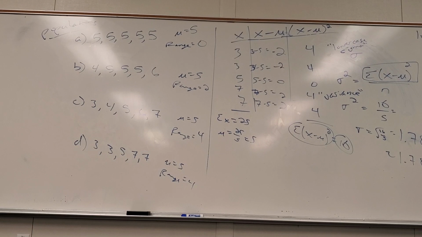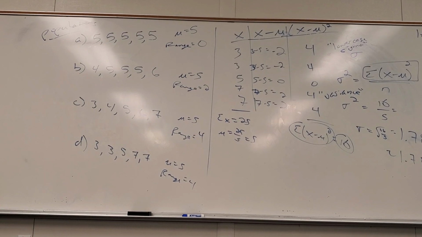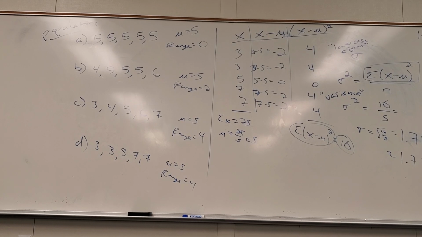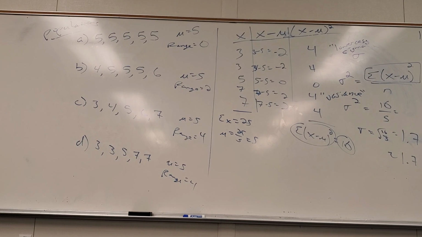It's the only thing. I'm trying to explain why the bottom becomes n minus 1. So if their spread is smaller than it should be because they are closer to their own average, how can I make that bigger? By dividing by less. So instead of dividing by n, we divide by n minus 1, which is nifty.